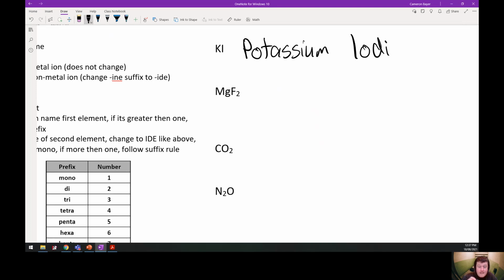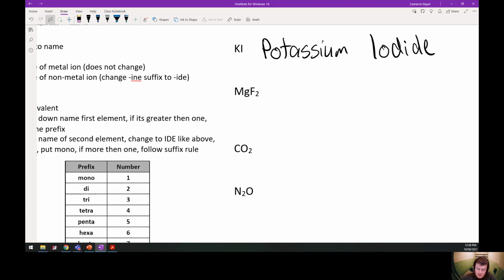But rather than make it INE, so this is technically what I've written. I've written the name, but what I need to do is take the INE and make it IDE. So this is technically called potassium iodide. All right, so this is potassium iodide. So that's what we got there. And again, it works out. I think we've done pretty well there.